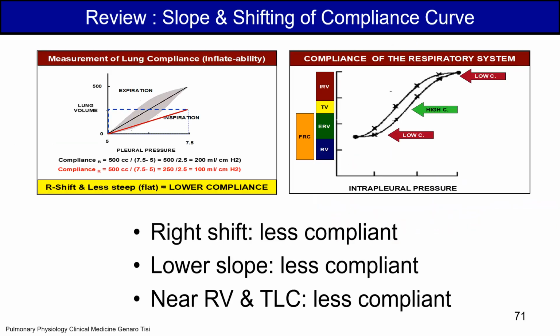So let us review what we have discussed so far with regards to the slope and shifting of the compliance curve. A right shift of the curve means that the lung is less compliant. A lower slope of the line means that the lung is less compliant, and near RV and near TLC, the respiratory system is less compliant.